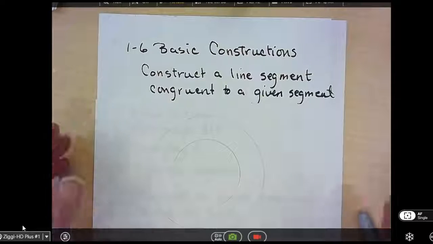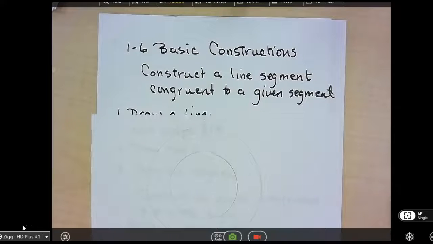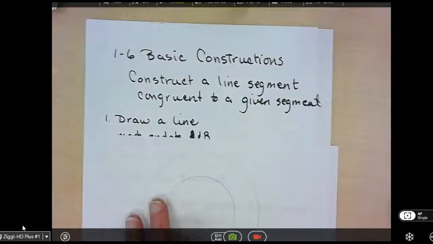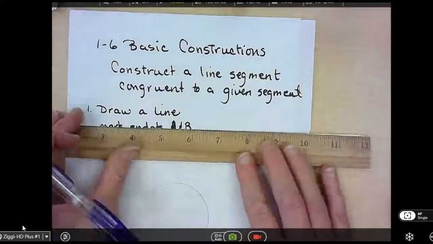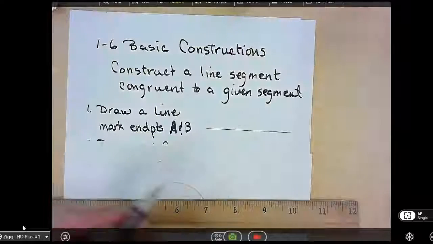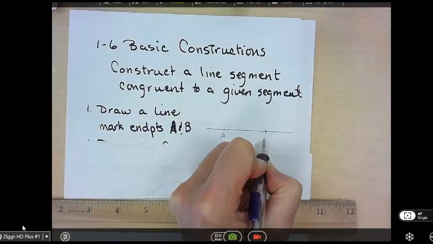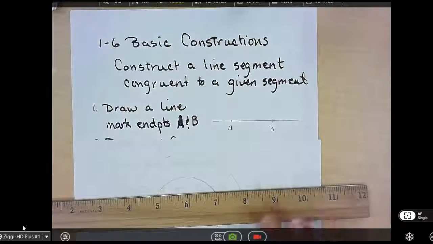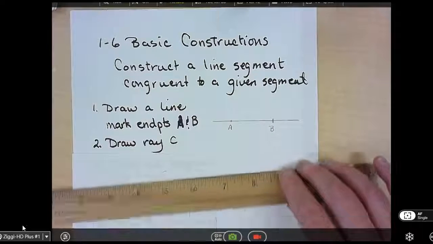We need to start in. And the first thing we're going to want to do is construct a line segment congruent to a given line segment. We want to draw a line with endpoints AB. So anywhere on your paper, draw a line. I'm going to label it A, B. So now I have a line segment AB. I want to draw one congruent to it.